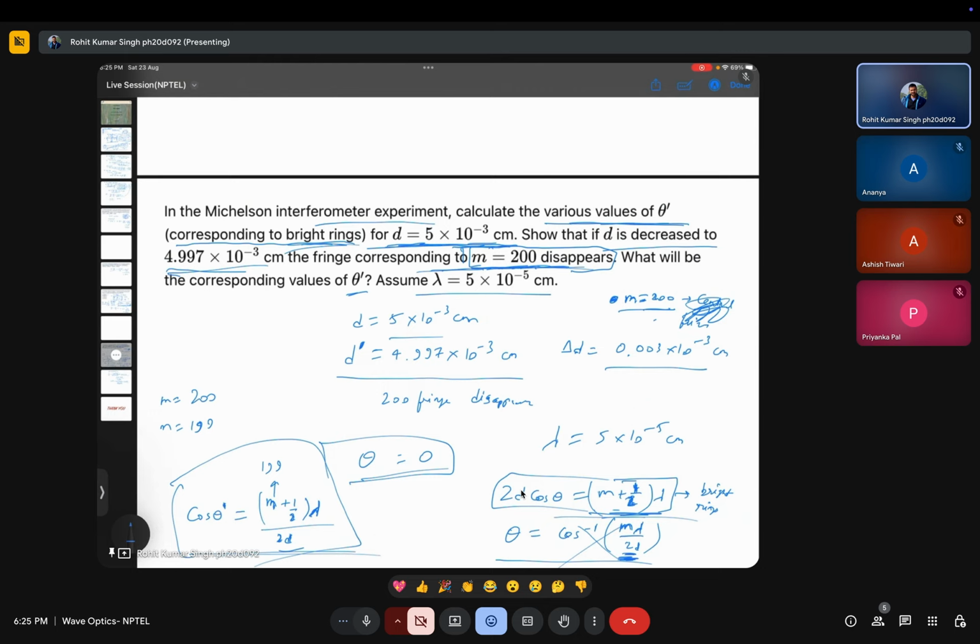I did not see this condition, that's why I got confused and went in a different direction. But this is a straightforward problem. There's no need to do all this.